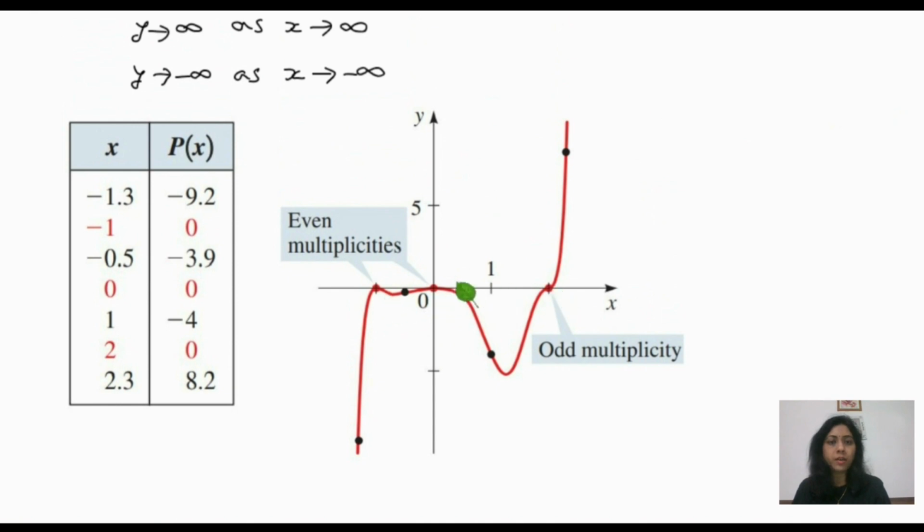First, find the zeros, and then find intervals according to zeros. Find the y-intercept also, and for end behavior, you can find the degree of the polynomial and the leading coefficient sign, and the multiplicity at zeros. If even, it doesn't cross the x-axis; if odd multiplicity, the graph crosses the x-axis. So if you know these points, you can easily graph any polynomial.